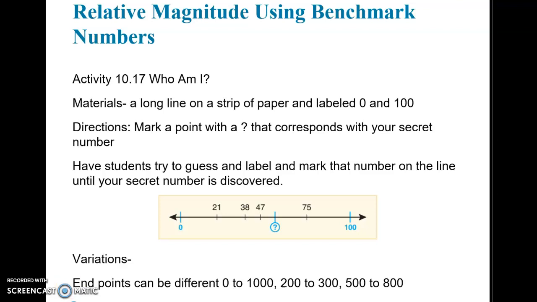Some activity examples of relative magnitude using benchmark numbers are on pages 230 and 231 in your textbooks. Activity 10.17 is shown on the PowerPoint slide, but 10.18 and 10.19 are also good examples.